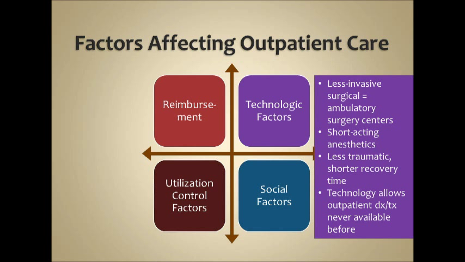Next, there are technologic factors. One thing that's really cool about technology, although we beat on it a lot in these lectures, is that it has created less invasive surgical procedures. So therefore, you don't have to be totally cut open. You have less invasiveness, and so you can go to these ambulatory surgery centers. Also, short-acting anesthetics. You don't have to be knocked out for 2 days. Maybe you don't even need somebody to drive you home anymore, right? And so that's cool. And who wants to be cut up? It's less traumatic to have those kinds of surgeries that are less invasive. There's a shorter recovery time, right? It's just way cooler. And technology allows outpatient diagnosis and treatment that was never available before.